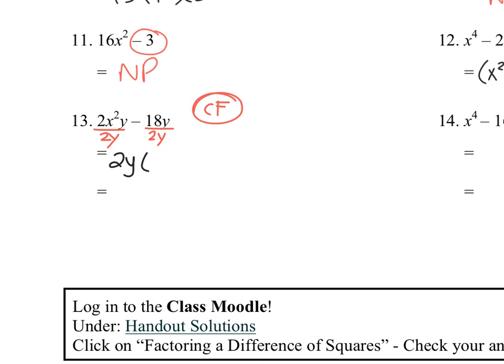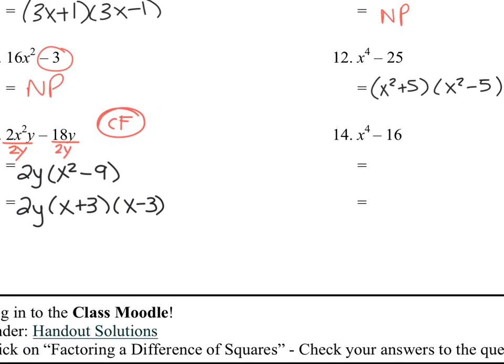And when you do that, you're left with x squared minus 9. That's a difference of squares that I can factor now. The square root of x squared is x. The square root of 9 is 3. So I have x plus 3 and x minus 3. That's factored now. Okay, pause the video right here, and I want you to try number 14 on your own before you take it up.